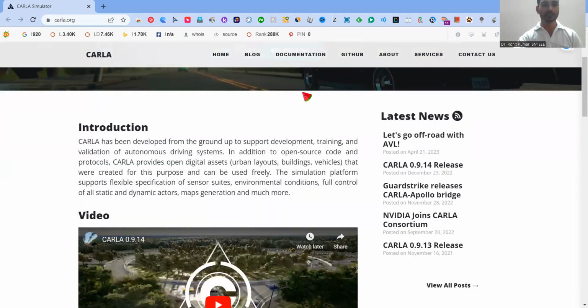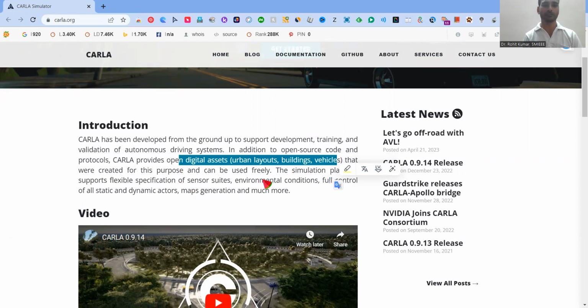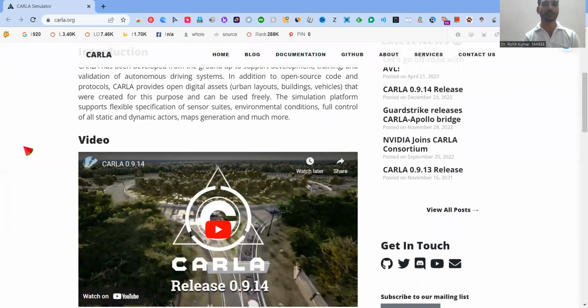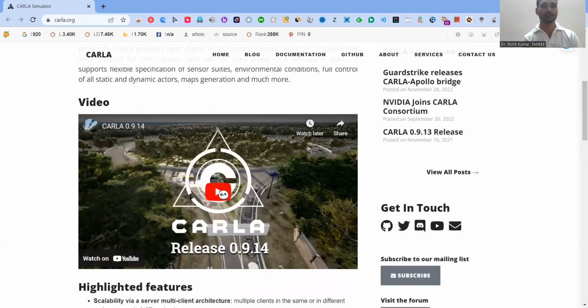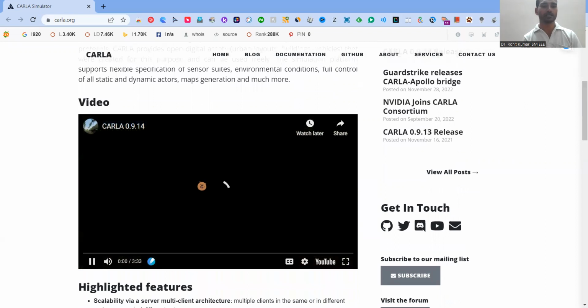Coming to the specific things, CARLA provides open digital assets, including urban layouts, buildings, and vehicles, and usually these things are supposed to be part of a map. When we are trying to see the things, it becomes difficult because many times we don't get complex maps in most simulators, but a sufficient level of complexity is given in CARLA. So it gives you a realistic look. If you're interested, then I can give you a basic glimpse of CARLA.